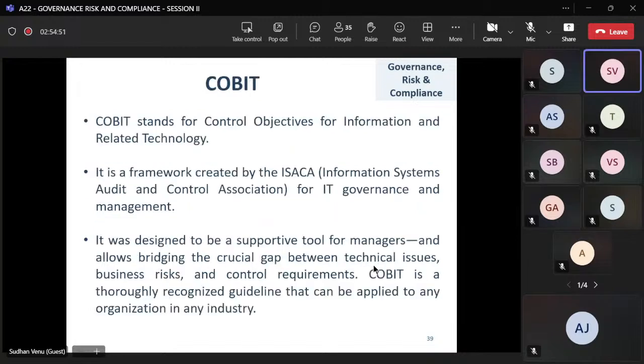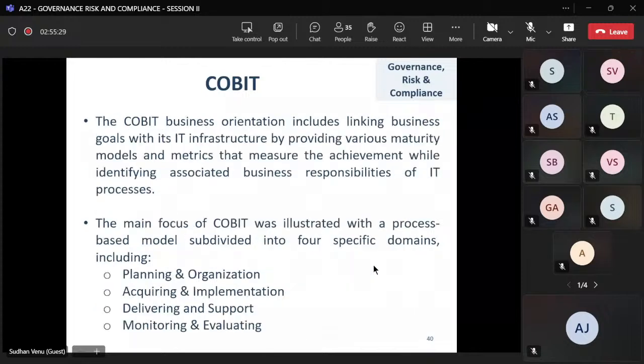The next one is COBIT. COBIT is a set of best practices in terms of control objectives for information and related technologies. It is a framework created by ISACA, the Information Systems Audit and Control Association, for IT governance and management. It was designed to support managers and allow bridging the crucial gap between technical issues, business risk, and control requirements. COBIT is a thoroughly recognized guideline that can be applied to any organization in any industry.